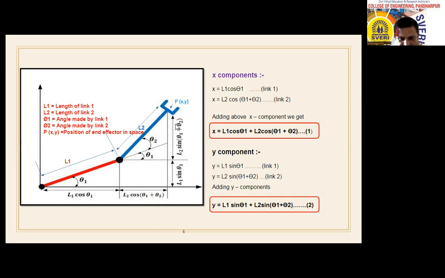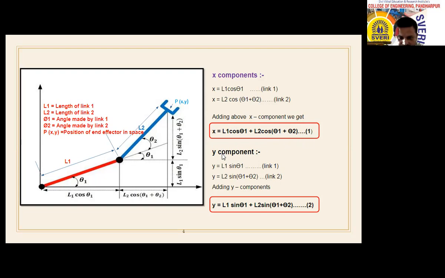This is L1 sin theta 1, this is L2 sin of theta 1 plus theta 2. Now what are the x components? x is equal to L1 cos theta 1 for link 1. And for link 2, x is equal to L2 cos of theta 1 plus theta 2. See that: L1 cos theta 1, L2 cos of theta 1 plus theta 2. That is, we have to resolve this. Now adding the above x components, we get x is equal to L1 cos theta 1 plus L2 cos of theta 1 plus theta 2, equation 1.